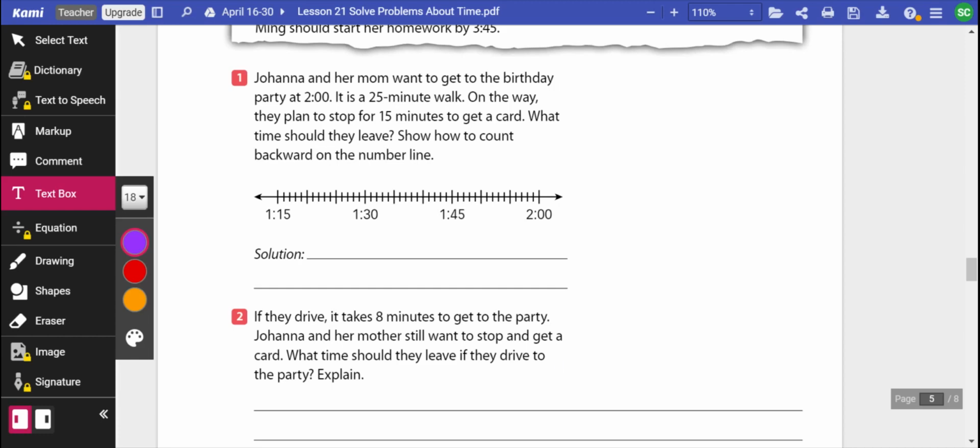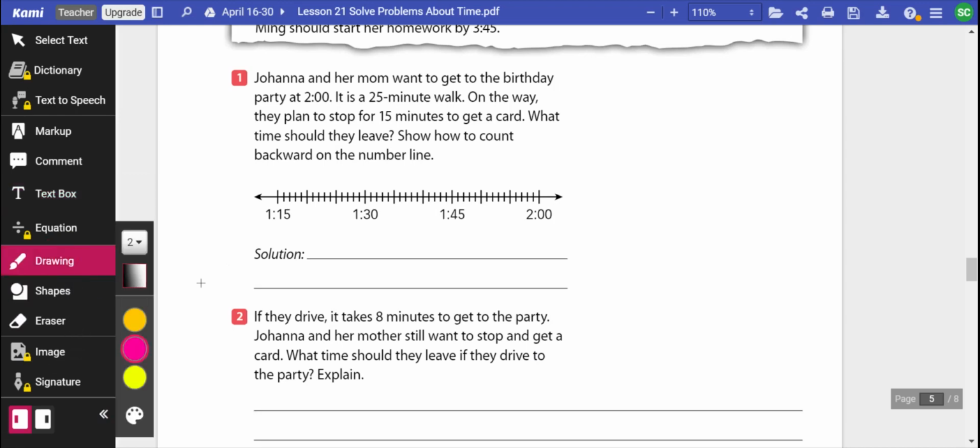All right, now we're going to try this on a number line. Johanna and her mom want to get to the birthday party at 2. It is a 25-minute walk. On the way, they plan to stop for 15 minutes to get a card. What time should they leave? Show how to count backwards on a number line. So they want to get there by 2. Here's the time they want to get there.